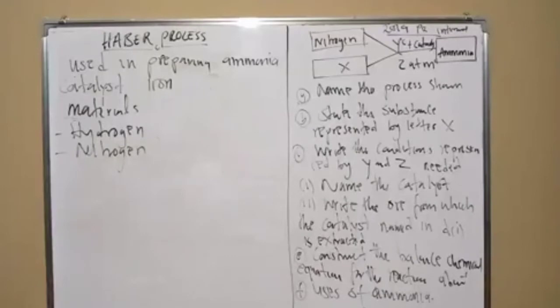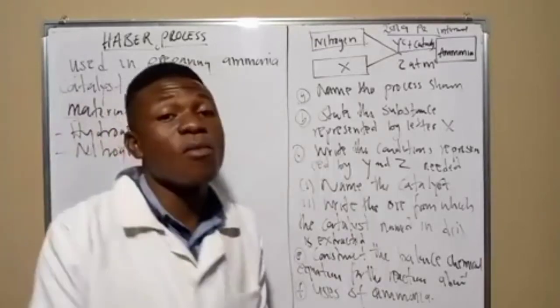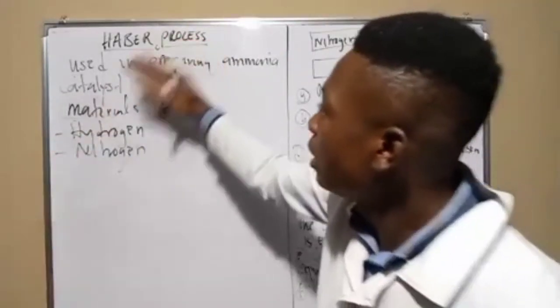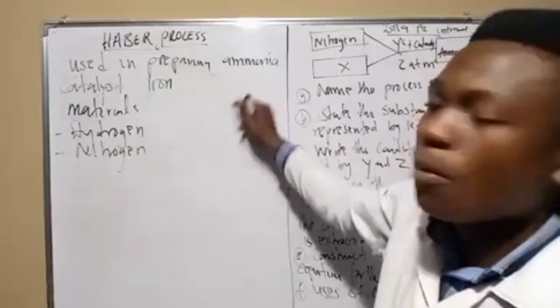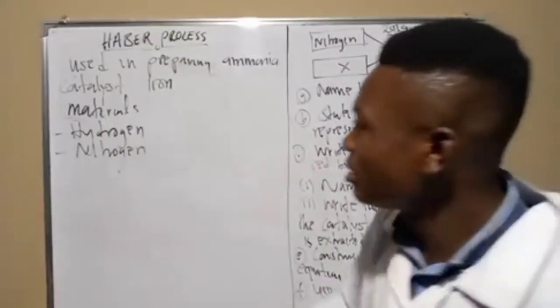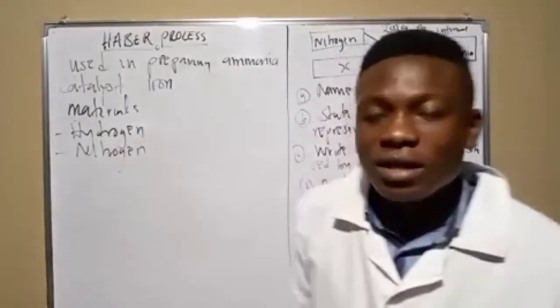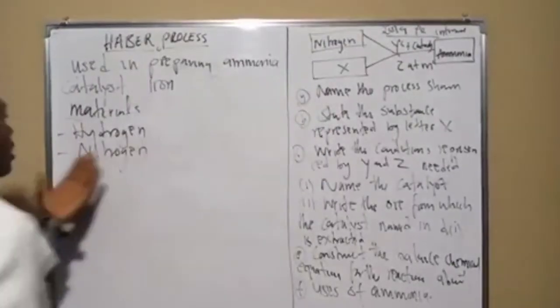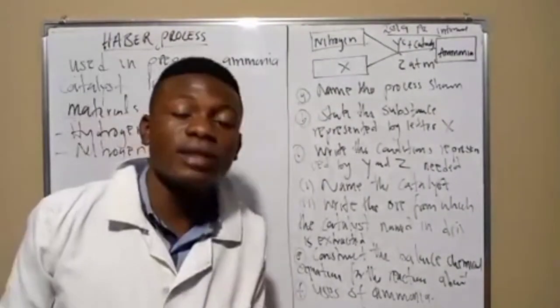So the Haber process is used in the production of ammonia. The process that is used to produce ammonia is the Haber process. The catalyst that is needed is iron catalyst. The materials needed are hydrogen and nitrogen.